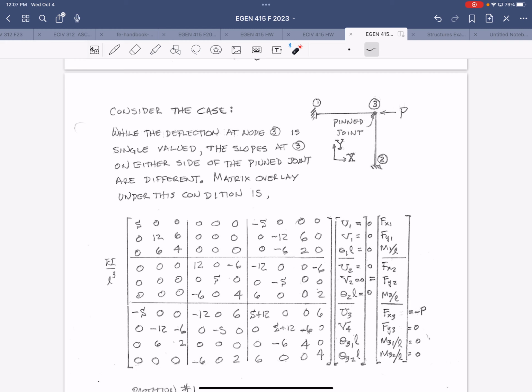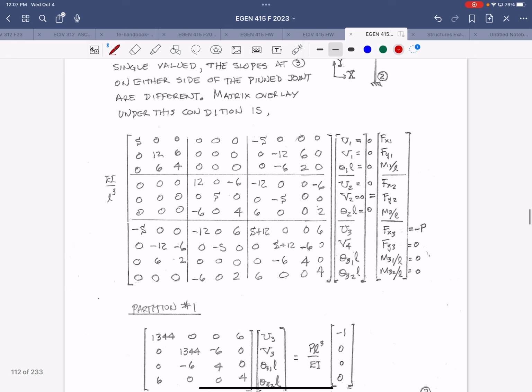Technically, right? So essentially what it means is we can no longer say that the rotation at the end of the beam will be the same as the rotation at the end of the column, all right? So we have to break up the moments and rotations at the end of those members at node 3. And so that means we're going to add a column and a row to our matrix.